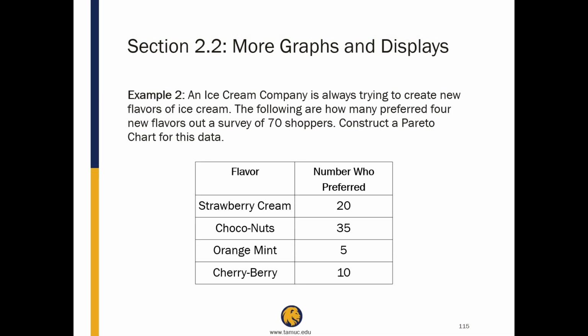Here's a list of data that we would classify as nominal qualitative data: ice cream flavors, and the number out of 70 shoppers who expressed a preference for each one of these flavors. So for this type of data we want to create a Pareto chart. It's still a bar graph, but it's a bar graph that we're going to order in some way because the data itself doesn't have an inherent ordering to it.